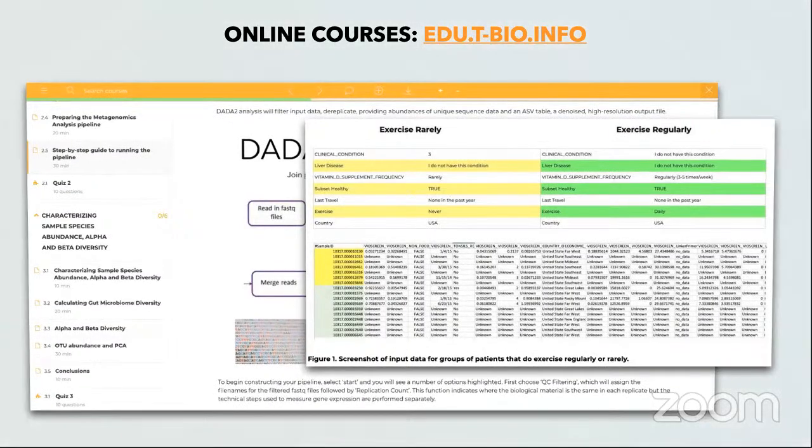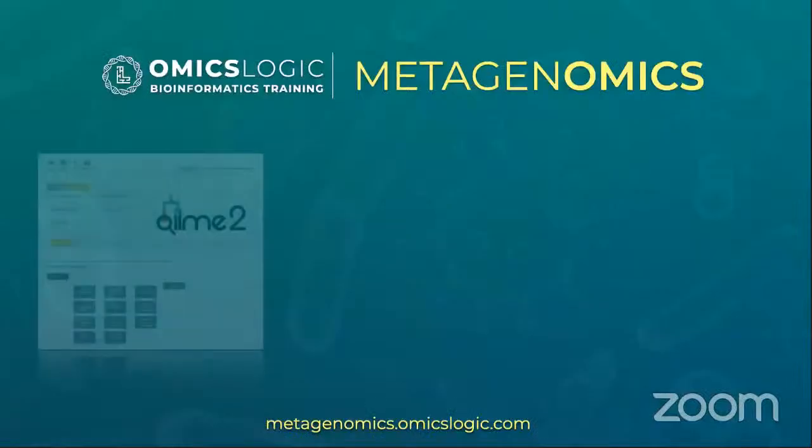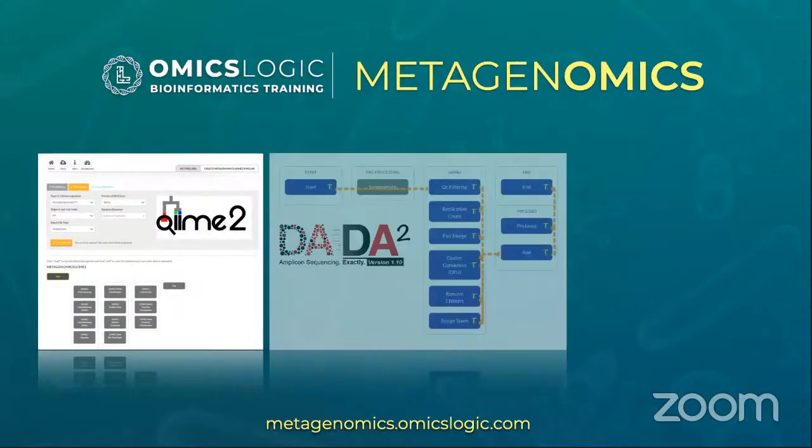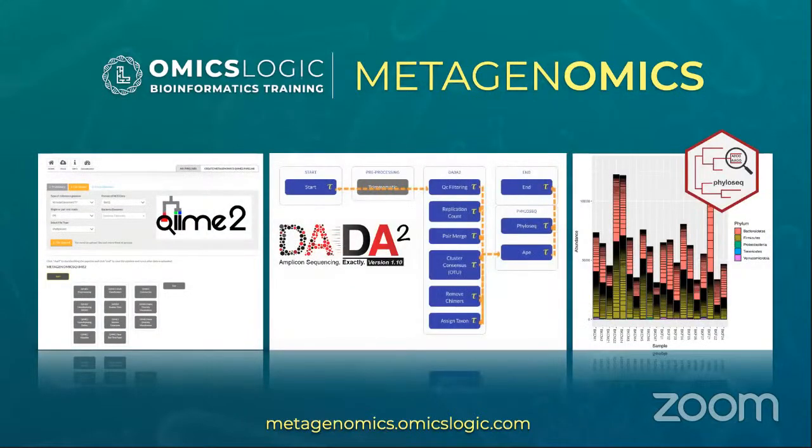So what are some of these tools that we will cover? In the Metagenomics program, we will rely on the tBioInfo Big Data Analysis Platform that contains specific analysis pipelines or processing tools to manage and analyze data from next generation sequencing. So here you can see an example of a popular pipeline called QIIME2, as well as the DADA2 pipeline.